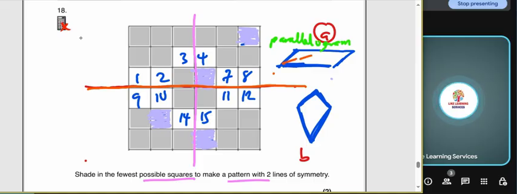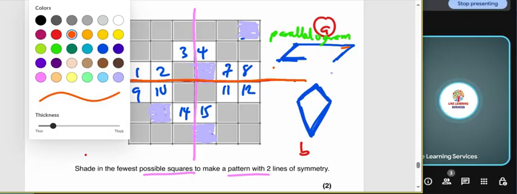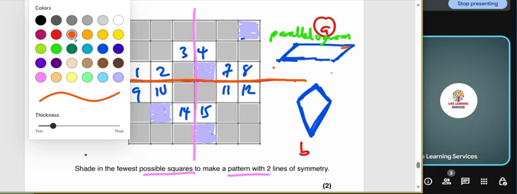If you try folding it like this, will it lap? No, it won't lap. Even this one will not lap. This one too will not lap. In fact, a parallelogram has no line of symmetry. Does it surprise you? Did you hear that? A parallelogram has no line of symmetry.